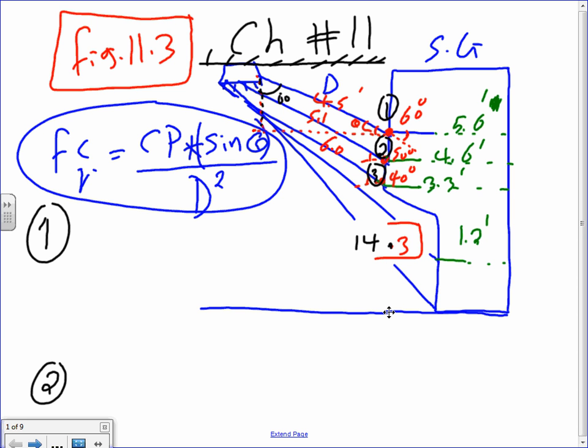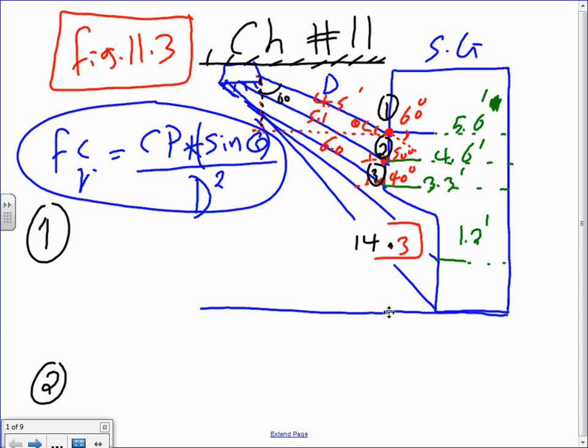Point 1, guys, is sitting at elevation 5.6, then 4.6, 3.6, and this is 1.2. These are elevations, and they're also giving us the dimensions. They're giving us the distance from the point to the fixture. The first one, to point 1, is 4.5, to point 2 is 5.1, to point 3 is 6 feet. Everybody understand what this is all about?